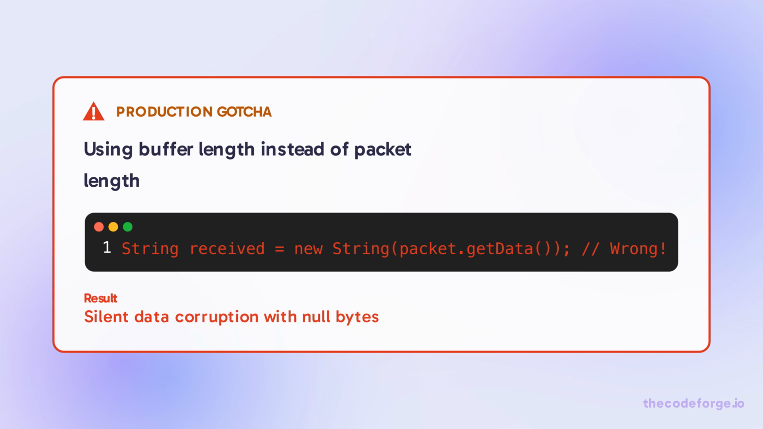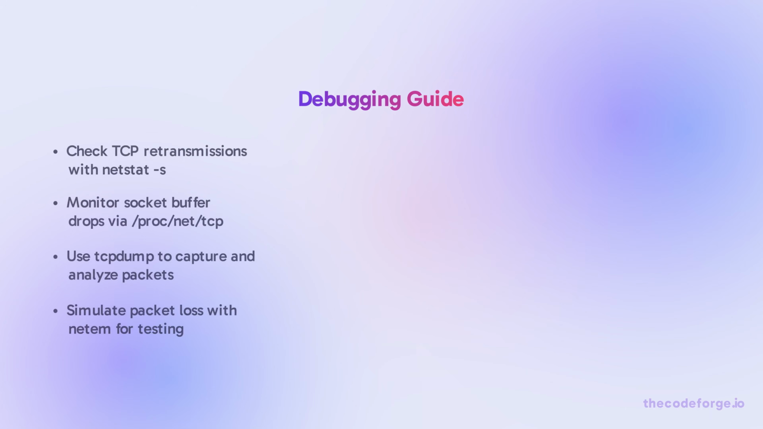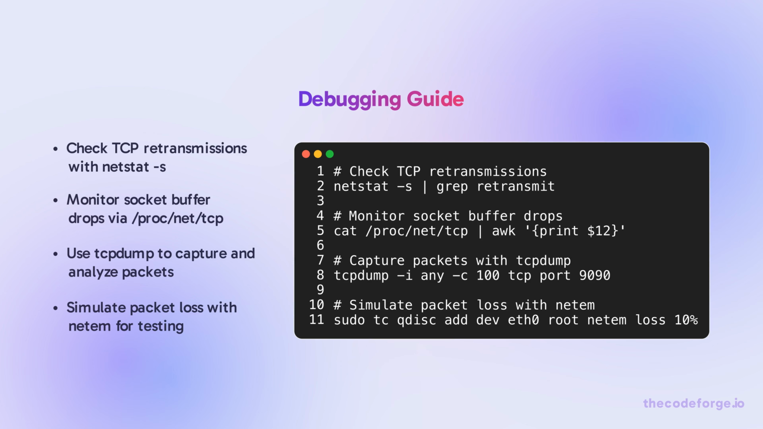Always use incoming packet getLength when converting the byte array to a string, not receive buffer length. The buffer is pre-allocated at 1024 bytes, but the actual datagram might be 12 bytes. If you use the buffer length, you'll get 1012 null characters appended to every message, causing silent data corruption that's surprisingly hard to debug. Here are some debugging commands to diagnose TCP and UDP issues.